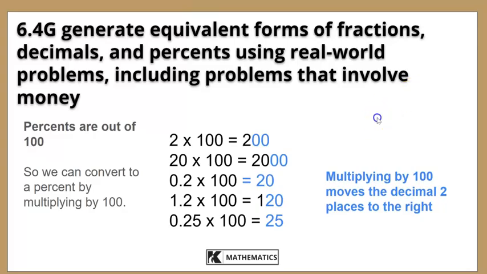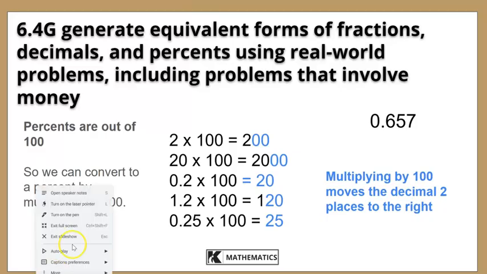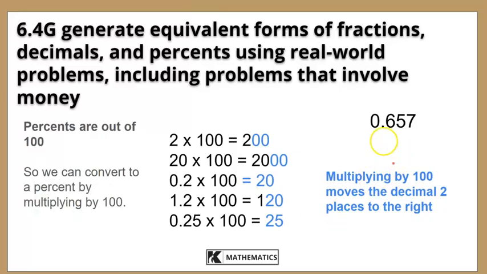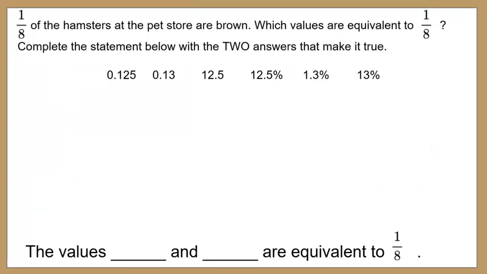So if we had a problem like this one, 657 thousandths, and I want to convert that to a percent, all I need to do is move that decimal 2 places to the right. And when I do that, 1 place, 2 places, it's going to place my decimal after the 5 before the 7. So I would end up with 65 7/10, and that would be percent. 65 7/10%.